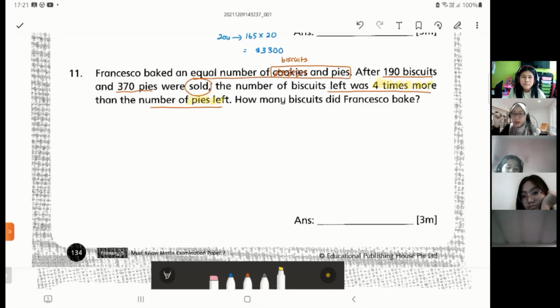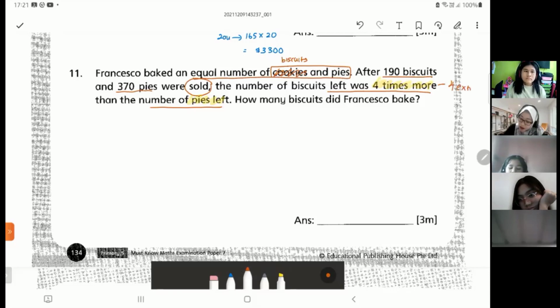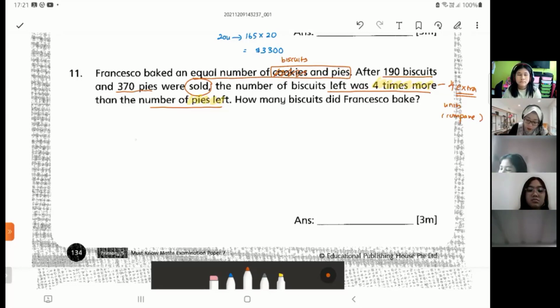They did not. They say 4 times more, which means when I compare the biscuits and the pies, I'm going to have 4 extra units. That's what it meant. This one means 4 extra units when I compare later on. It doesn't say 4 times as many as. Okay, you must take note because of the word more there. It's misleading, I know. Okay, so we're going to draw the biscuits and the pies model.